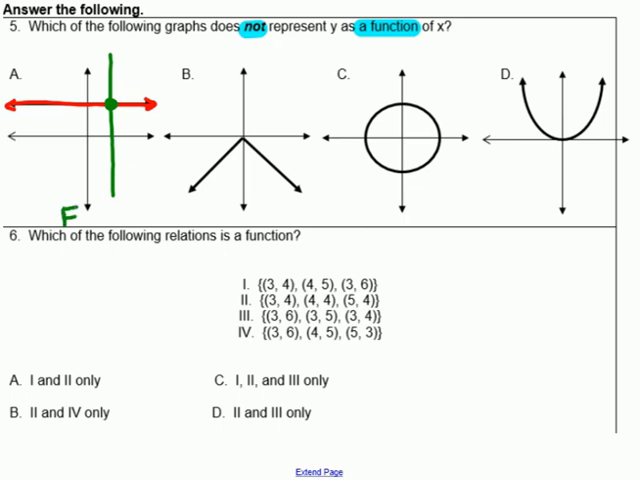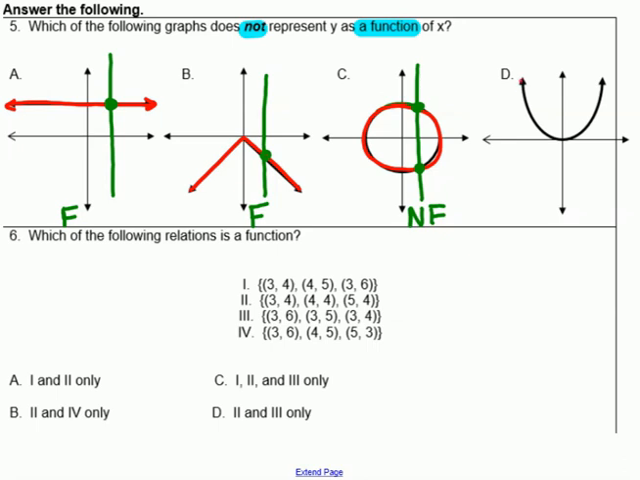Okay, for B, I have sort of this upside down V shape, and using my vertical line test, no matter where I draw it, it's only going to touch that V shape once. So answer B is also a function. Okay, look at C. I've got something like an oval that's graphed on my coordinate plane. And when I draw a vertical line through that shape, notice it touches more than once, so answer C is not a function.